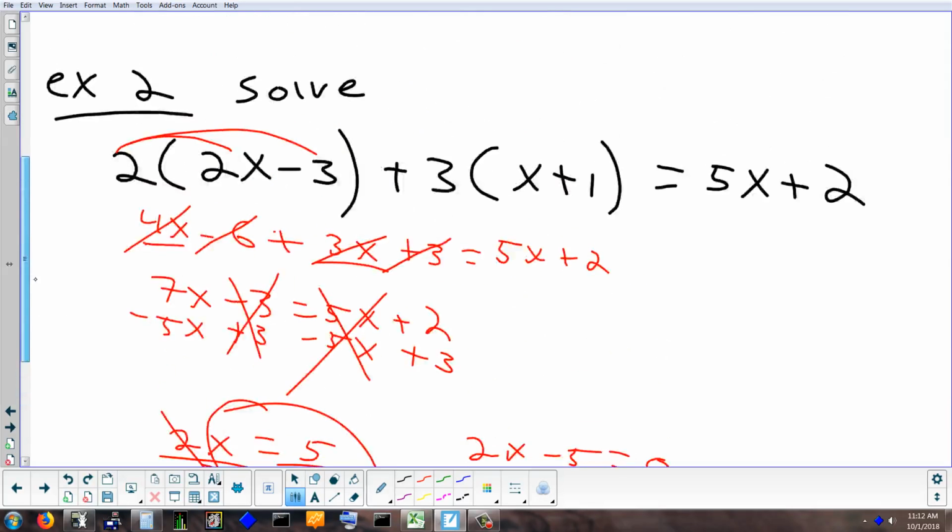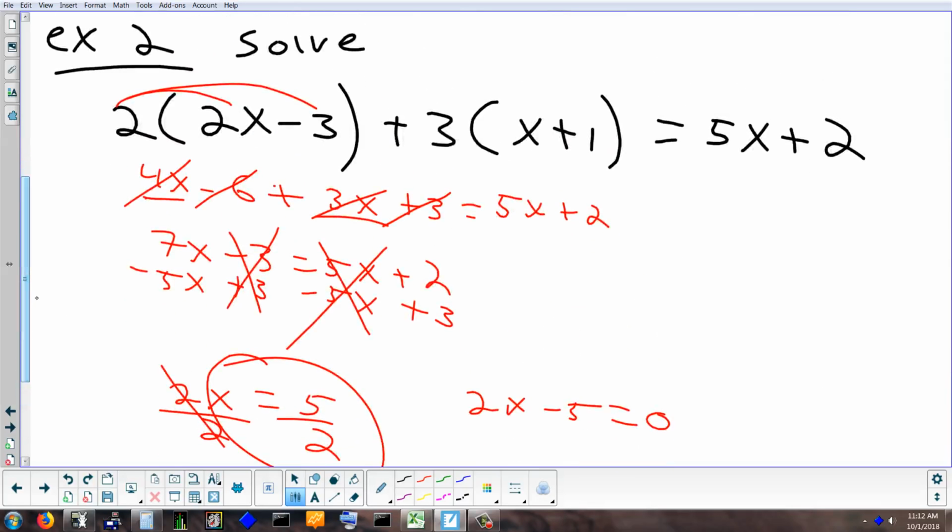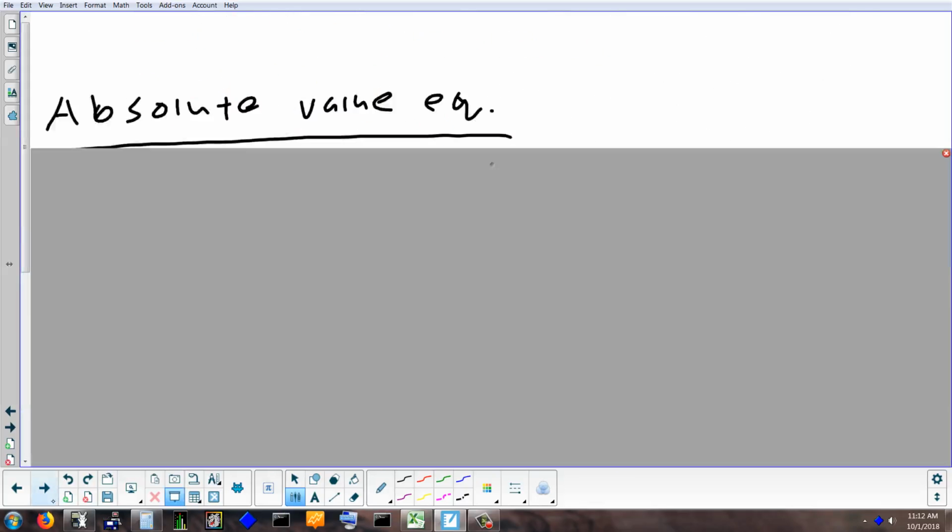Okay, any questions on solving a linear equation? In Algebra 1, we spend probably a whole week or 2 before we even get to something this complicated, but at this point, you guys should be good with distributive property and combining like terms, all that stuff.